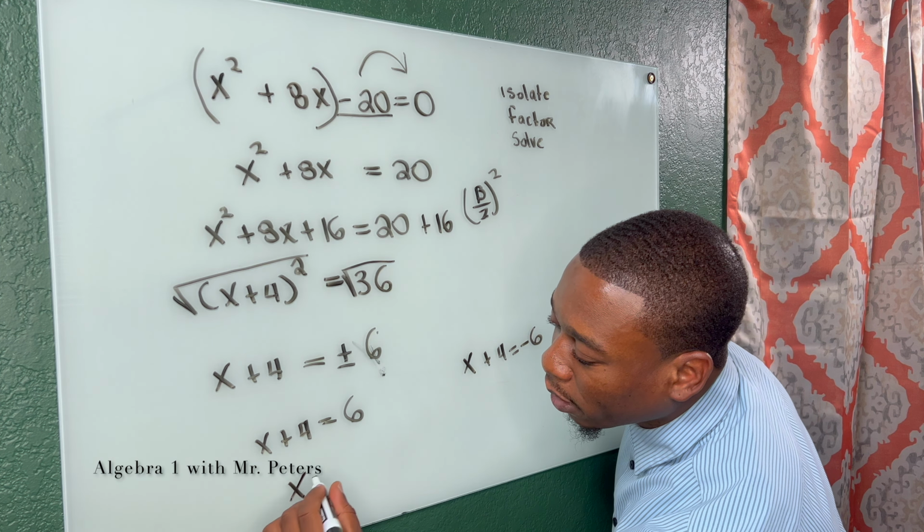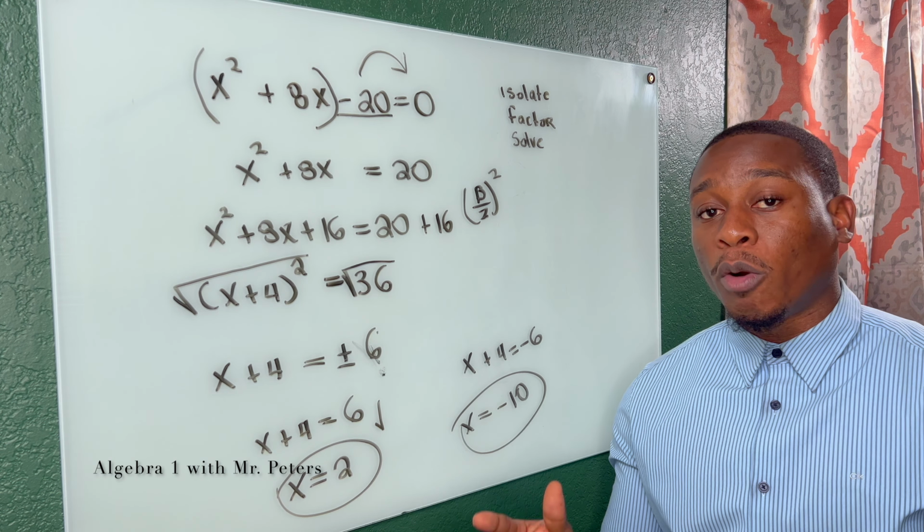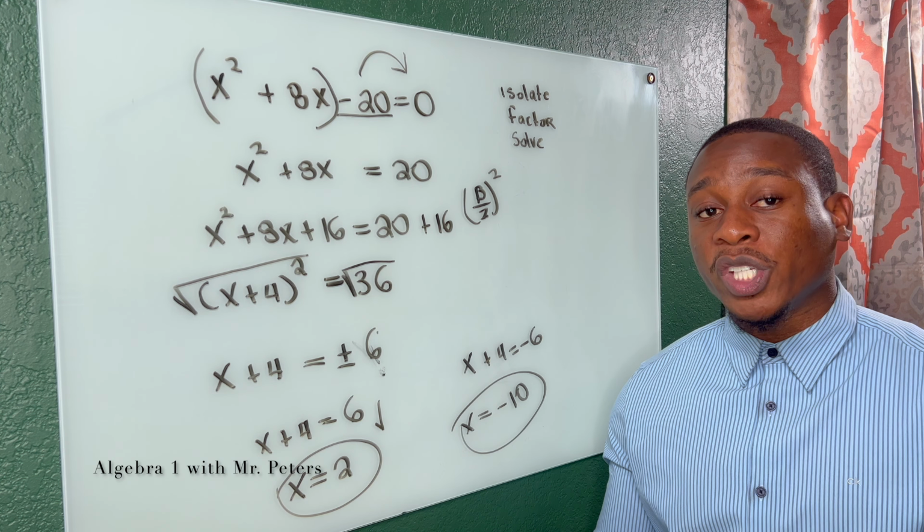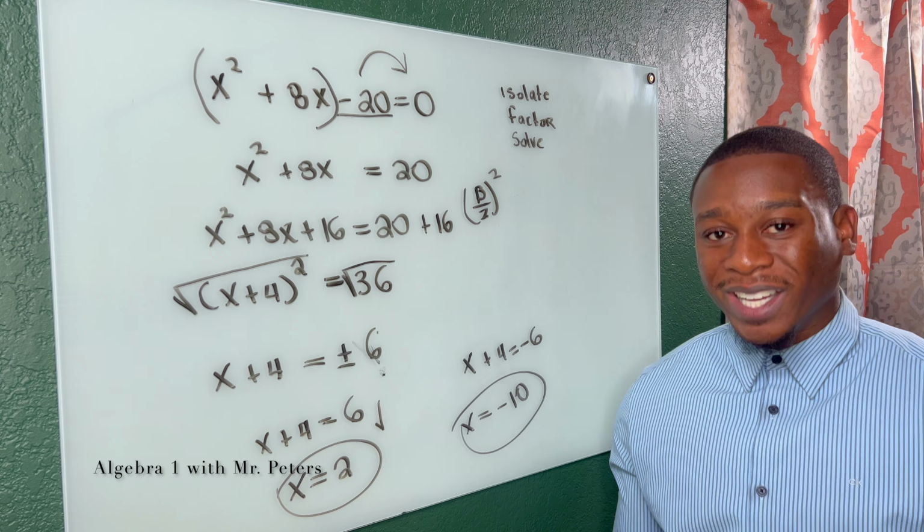So this is typically what you're going to see when we talk about completing the square. And these three steps have helped me and a bunch of my students. But before we go, we're going to look at one more problem where the coefficient is larger than 1.